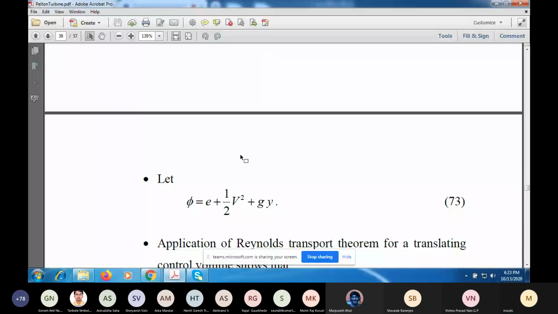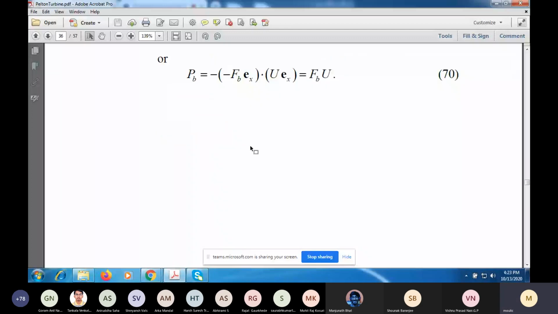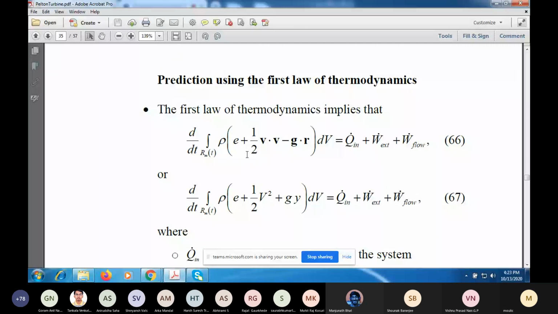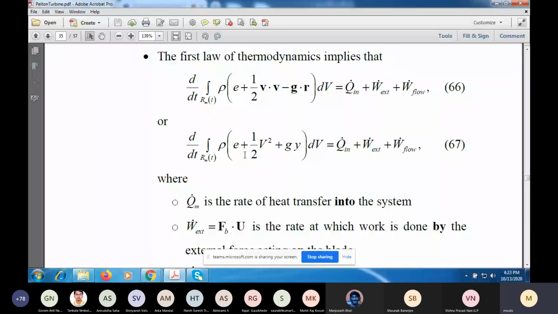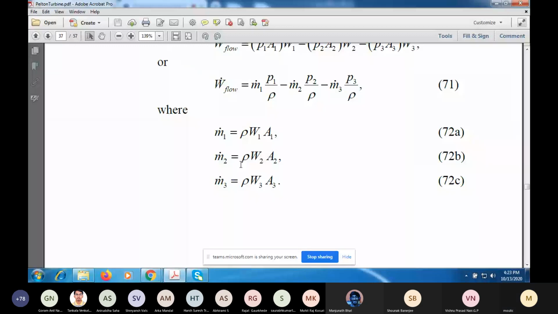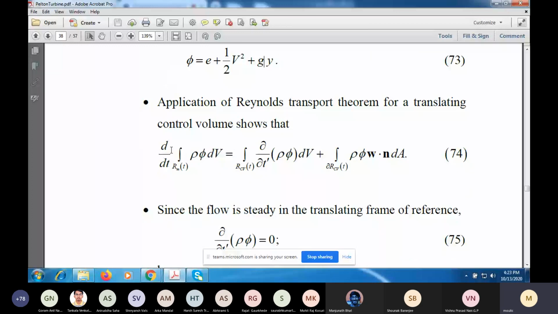Now, this was the rate of change of property of the system which occupies the control volume. We'll use Reynolds transport theorem in the translating frame. So the rate of change of the property of the system inside the moving control volume, one can write as a rate of change, a temporal term, and a flux term.